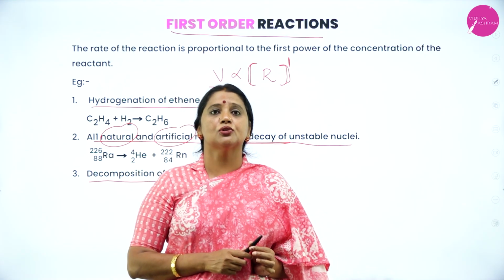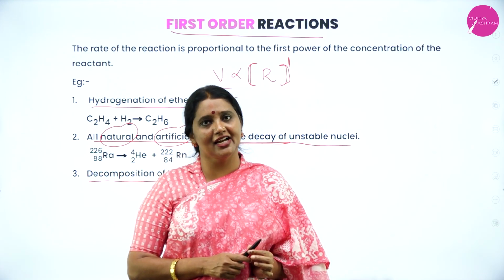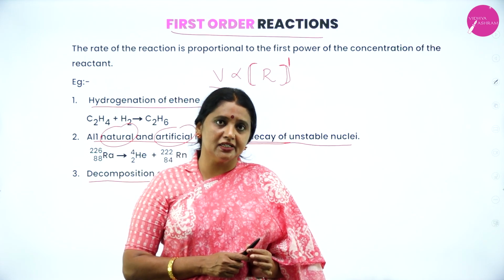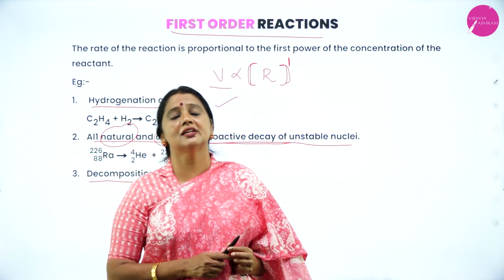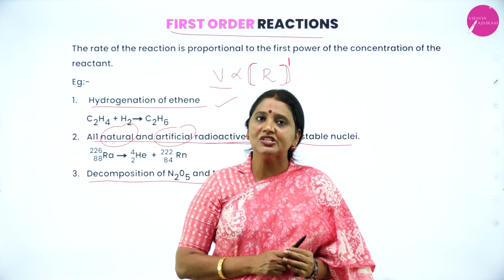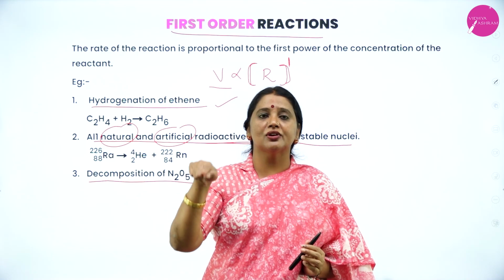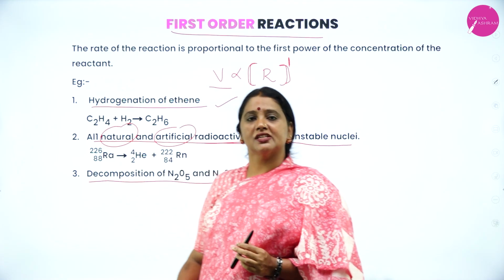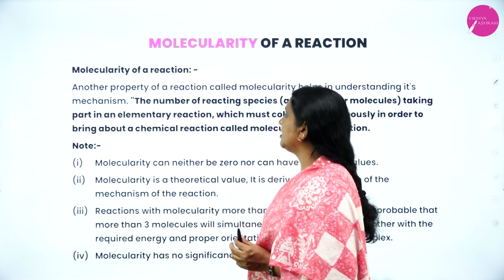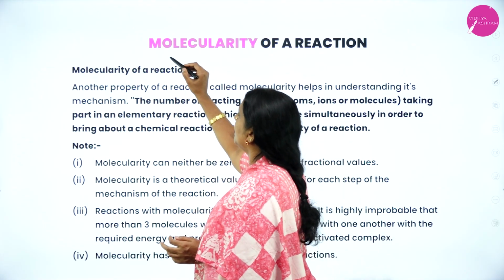Therefore, in competitive exams, if they ask the order of any radioactive element reaction or decay, whether it is artificial or natural, which order is it? First order. What is first order? Velocity is directly proportional to the first power of the molar concentration of the reactant. Next, I finished about order.